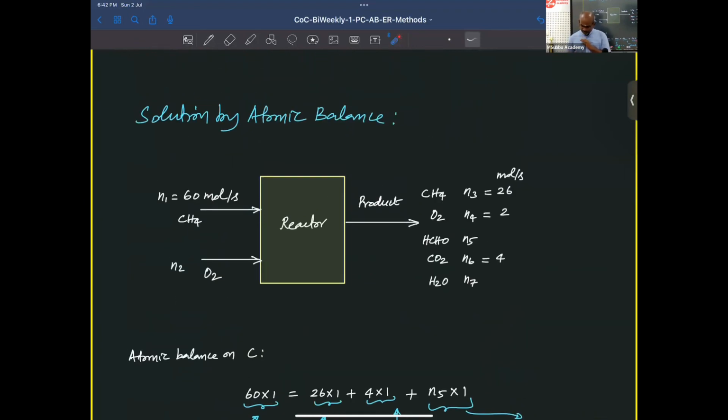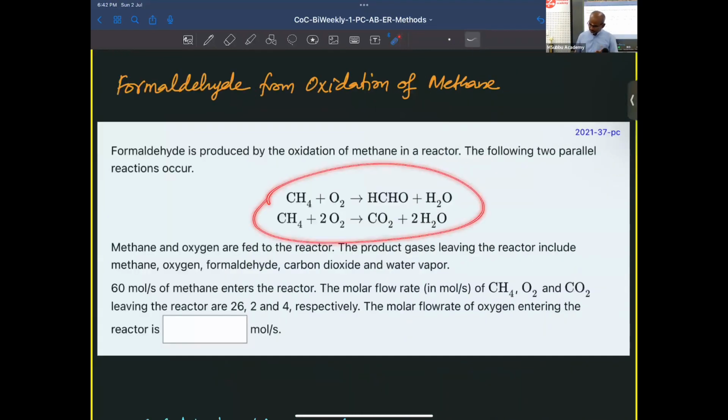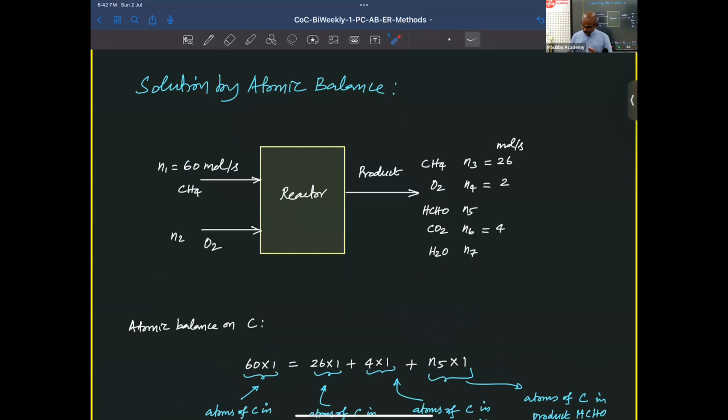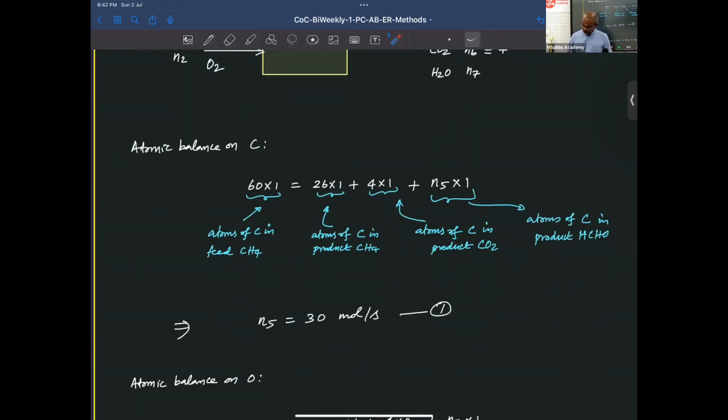Now here I didn't write anything about the reaction, though we have these 2 reactions. I simply wrote the product components, and for every product component I have a symbol for its molar flow rate, and whatever data is available I have written. So I could simply have this atomic balance, on C first, which we have done.